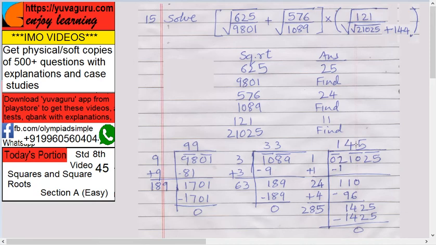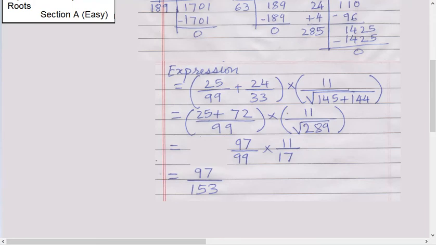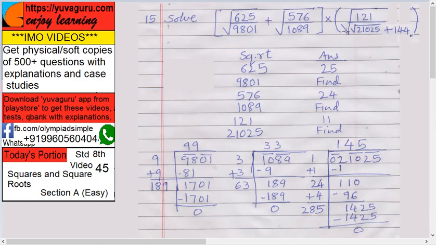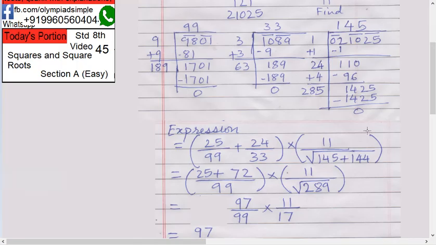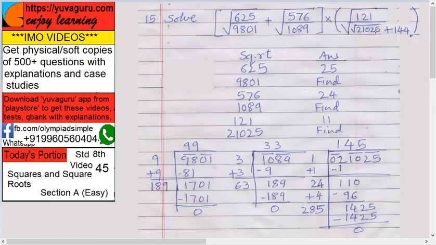So find each one. 9801, by this division method, we get 99. Then 1089, we get 33. Then 21025. Remember how I did this? Check this. Make groups of two towards the left. Okay, so 0 to 10 25, then it becomes 145. Try it yourself, because it's just the division method which we have already done many times.